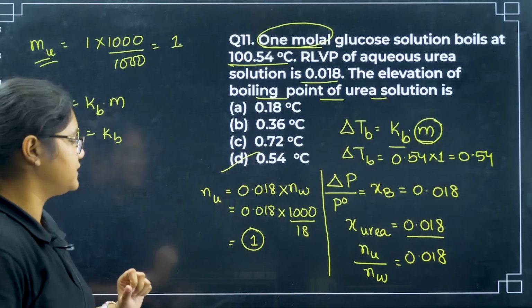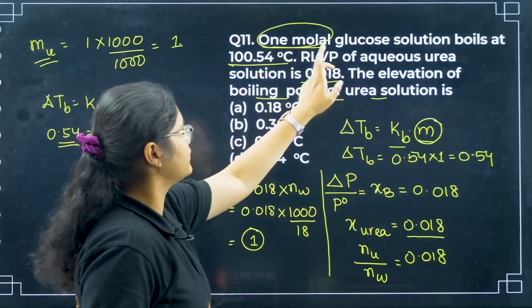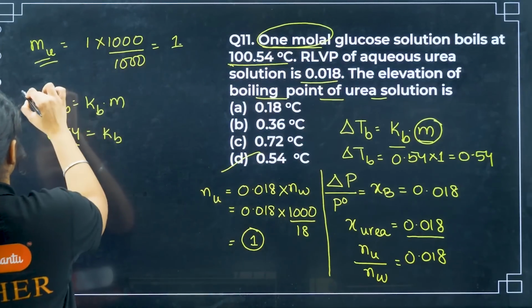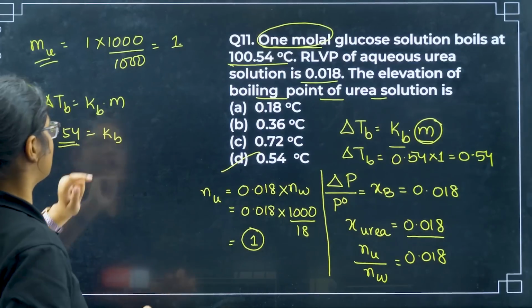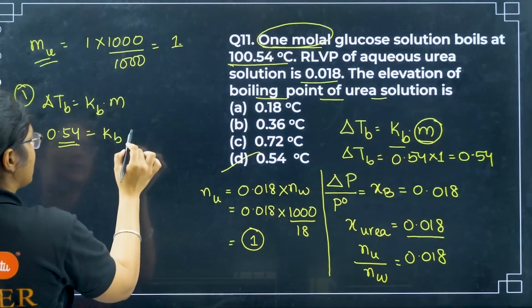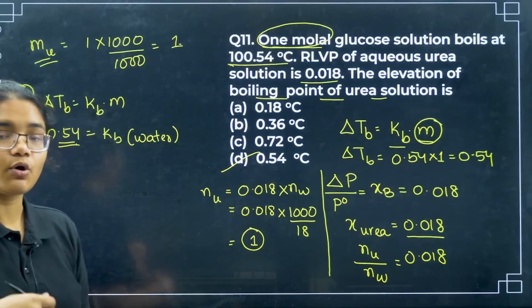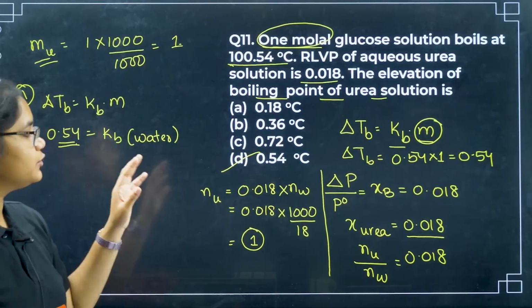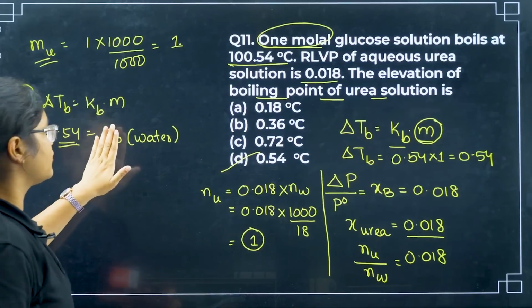Once again I want to explain this one. First of all, from the first solution that is given, the 1 molar glucose solution, this is the first step I will do. Step number 1, delta Tb is equal to Kb m. So I am finding the Kb value of water here. The Kb and Kf values are always for the solvent, right? So you can easily calculate the Kb value for this one. Okay, now I have got the Kb value.